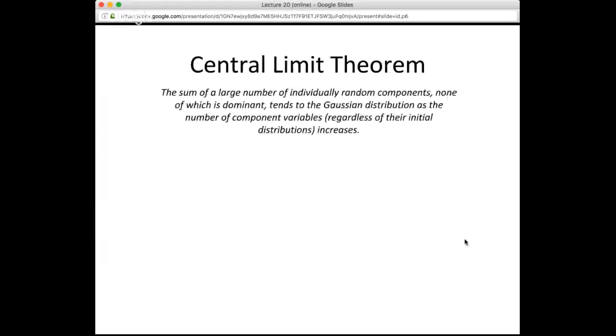Okay. So we finished up class last time talking about the central limit theorem, and let me remind you what the basic idea is. The central limit theorem says that if we take the sum of a large number of individually random components, none of which is dominant, we will get a distribution that tends to the Gaussian distribution as the number of component variables increases, regardless of their initial distributions. And so this is a really powerful kind of derived distribution. You're basically saying, regardless of the initial distribution of the random variables, if you sum enough of them together, you end up with what looks like a Gaussian distribution for the derived distribution.